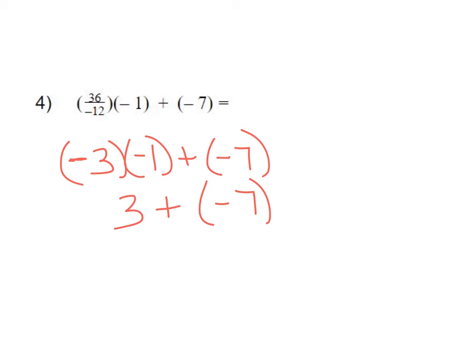So now we're going to the addition rules. So the addition rules will be 3 plus negative 7. That's different signs. That means we're going to subtract. So 7 minus 3 is going to give you 4. And because 7 has more and it's a negative, your answer is going to be negative. So my answer here is negative 4.